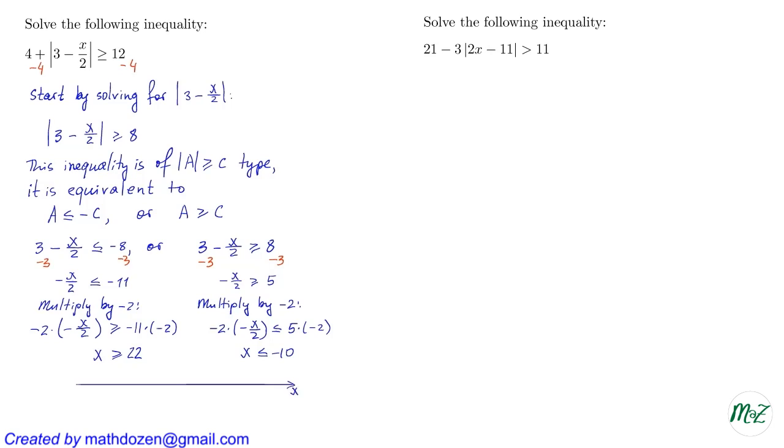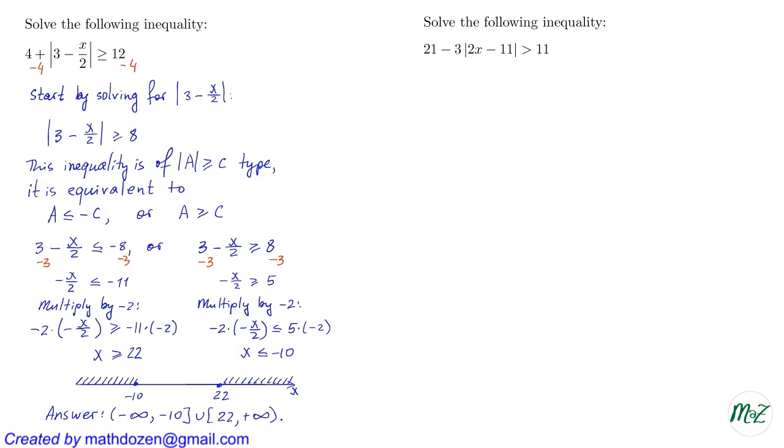So if we graph the two solutions, for the first one we have x greater than 22, so we have everything to the right of 22. And for the second we have x less or equal than negative 10, so we're going to take everything to the left of negative 10. In interval notation, we get the interval from negative infinity up to negative 10 with a square bracket, union with the interval from 22 with a square bracket up to positive infinity. So that's the deal with the first inequality.